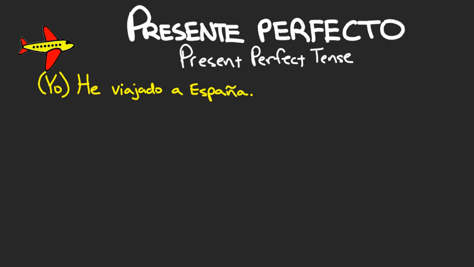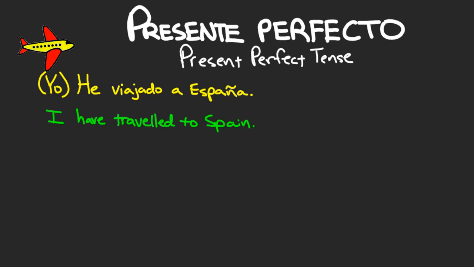Hola, in this video we're going to talk about the present perfect tense, el presente perfecto. An example of this tense is the phrase he viajado a España, which in English means I have traveled to Spain. Now, before we dive too deep into how we conjugate the verbs and how we form these phrases, let's talk about what the present perfect even means.